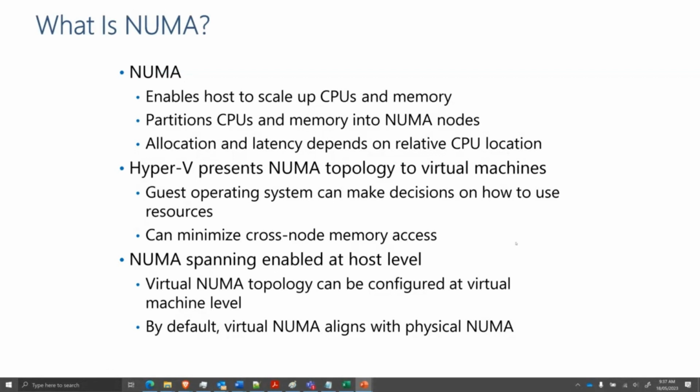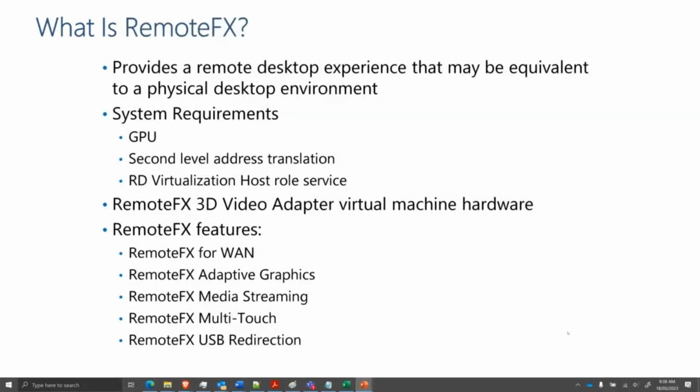NUMA spanning enables the host, which is enabled at the Hyper-V level. Virtual NUMA topology can be configured at the virtual machine level, and by default, virtual NUMA aligns with physical NUMA. So how much do we need to know about this? Not much to pass our subject. But basically, this is a memory allocation method in Hyper-V. We're talking about a lot of things today, and some of these things will be pertinent, but some are just good to know, like we always do.